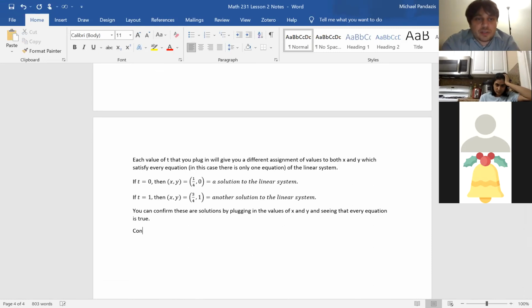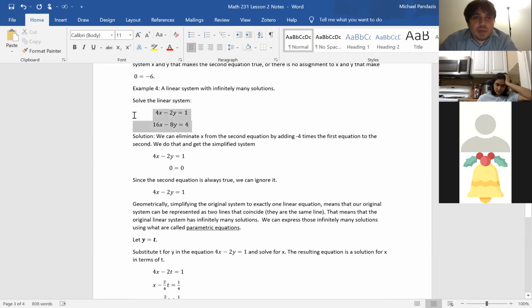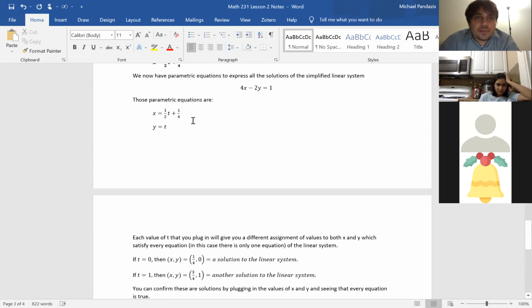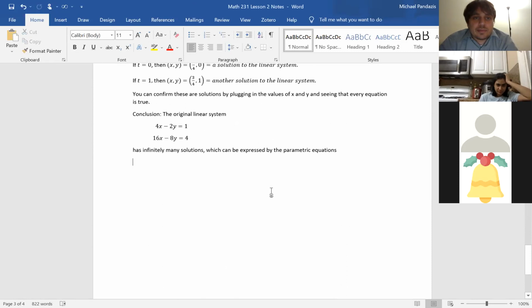Okay, so let me write that as a conclusion. The conclusion of all this is that the original linear system, which I'll remind you of, which is this. The conclusion is that the original linear system has infinitely many solutions, which can be expressed by the parametric equations.